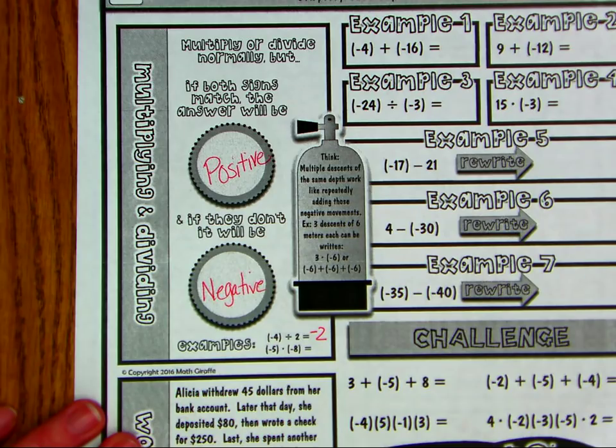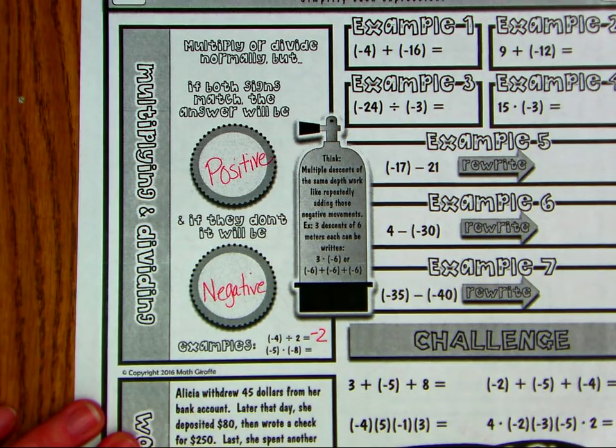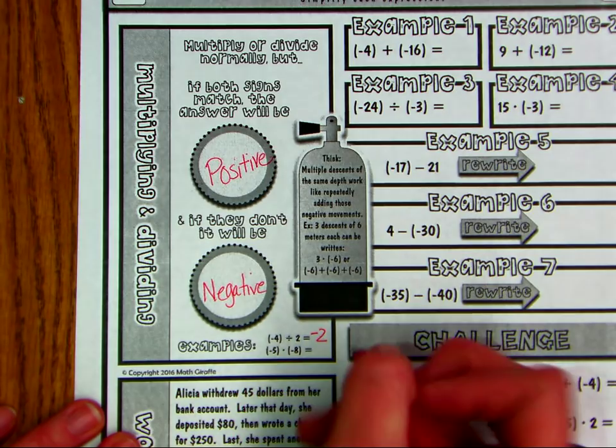Negative 5 times negative 8. You have a negative and a negative. Isaac, what is our answer going to be? Sorry, I got lost. Negative 5 times negative 8. You have a negative and a negative. What is your answer going to be? Negative 40. Negative and a negative equals a? Positive. Positive 40. Good job.